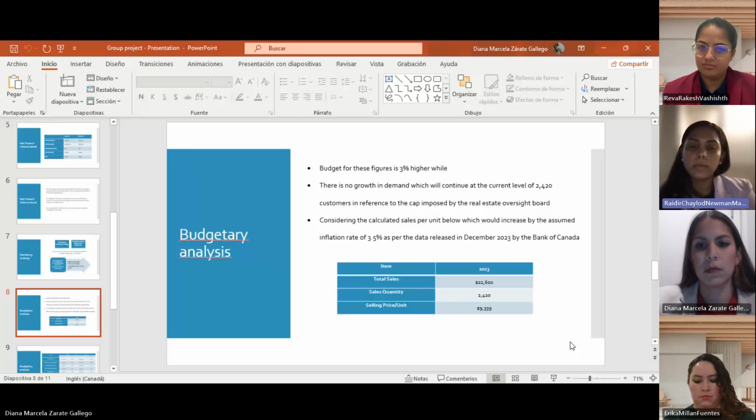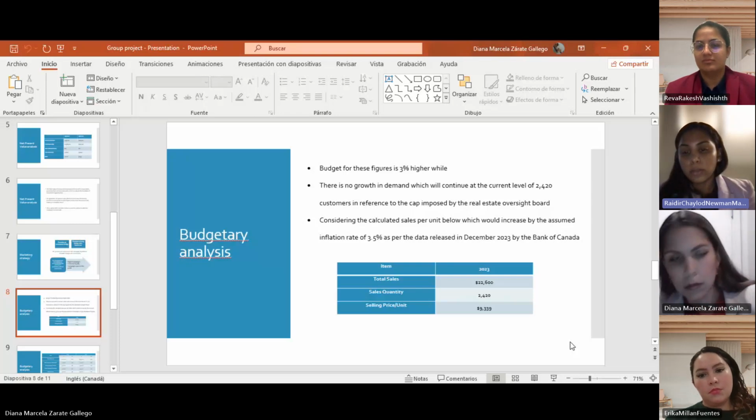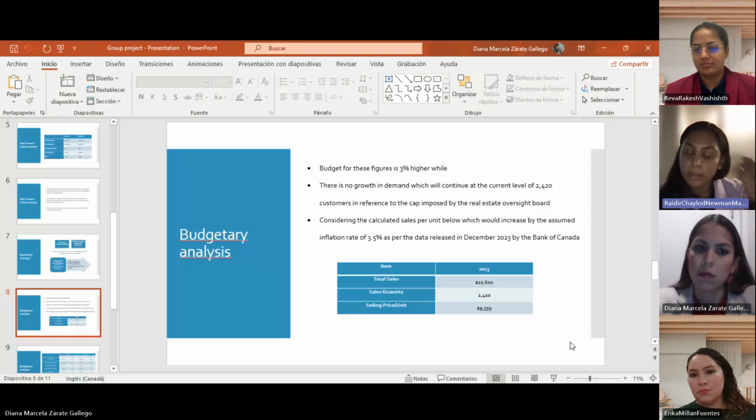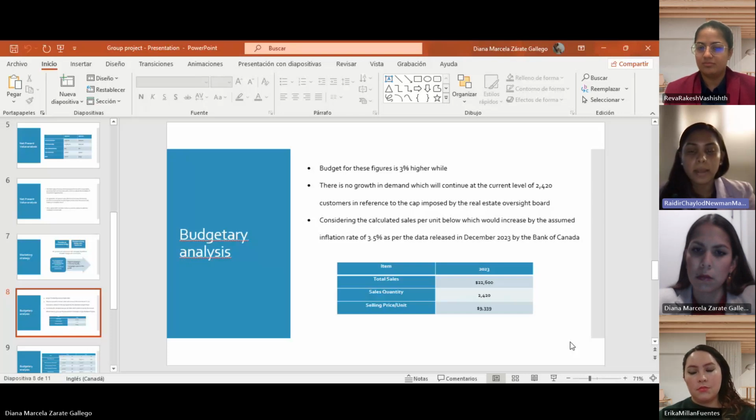About the revenue projection in 2023, total sales amounted to between 22 and 28 million, with a selling price per unit of about 9,100. Looking ahead to 2024, with this 3% budget boost, total sales could reach approximately 25 million. About the expense breakdown, examining our budget allocation, we see a consistent percentage for most expenses relative to sales.